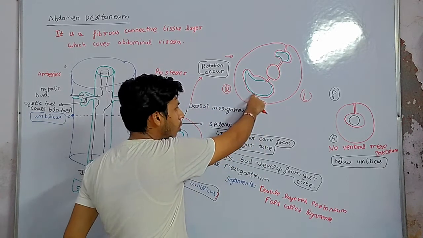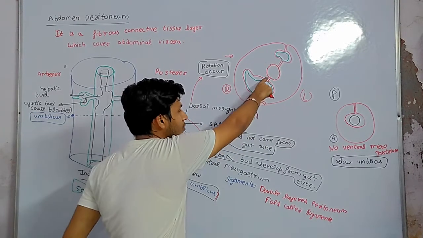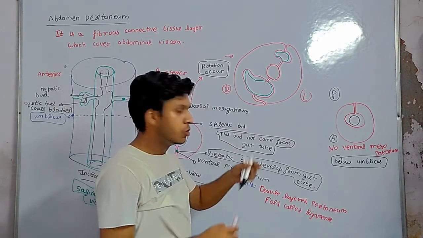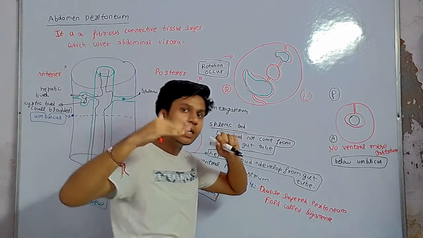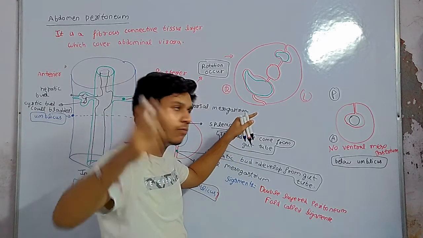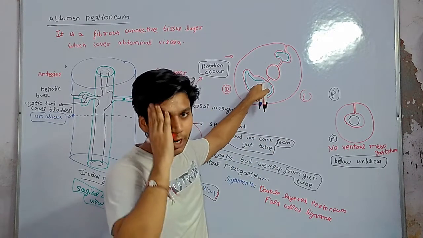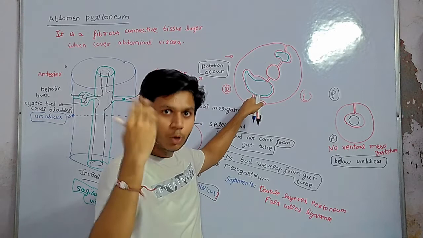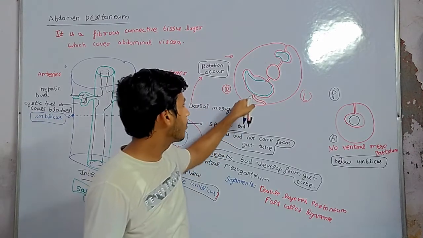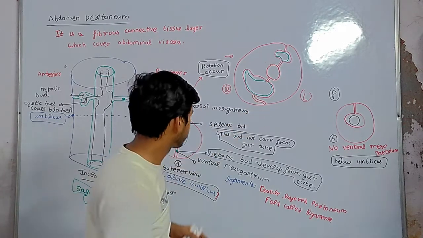So remember, this is also a fold of peritoneum, the ventral mesogastrium. This whole is ventral mesogastrium. The liver develops in the ventral mesogastrium. Ventral mesogastrium is divided into two parts: one anterior to the liver, one posterior to the liver. It is a peritoneal fold anterior to the gut tube, and it divides into two parts due to liver bud formation.